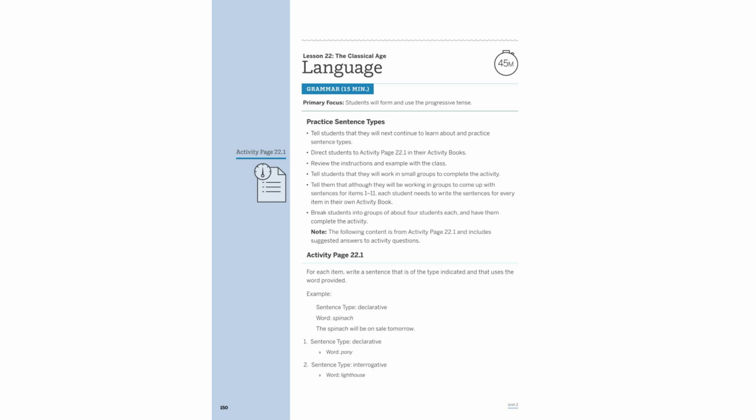Students will practice forming sentences using different types: declarative, interrogative, imperative, and exclamatory. Each group will create sentences for words like pony and lighthouse, ensuring each student writes their own. This exercise enhances understanding of sentence structures and the progressive tense crucial for effective communication.